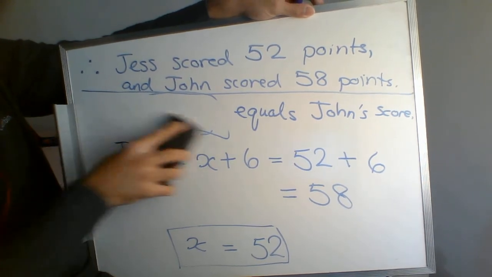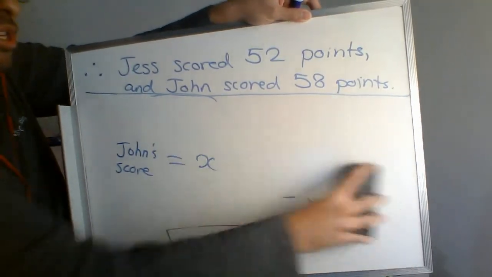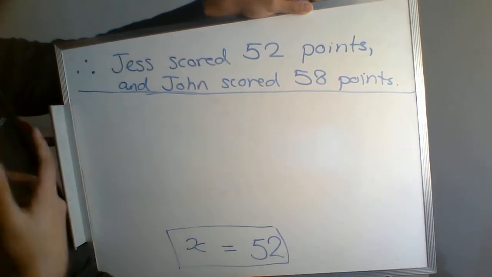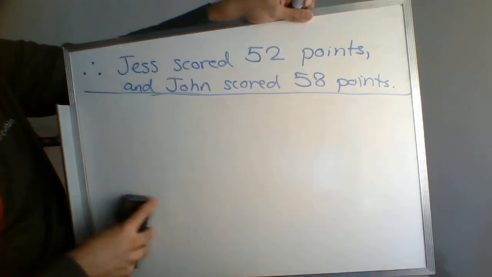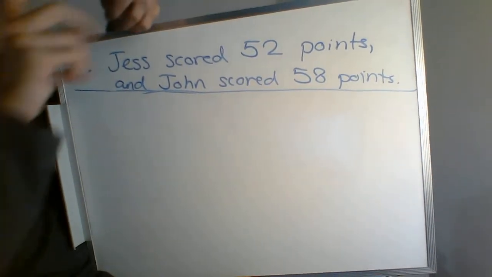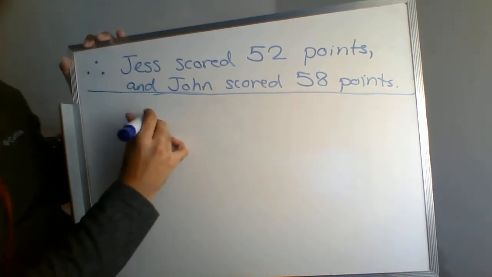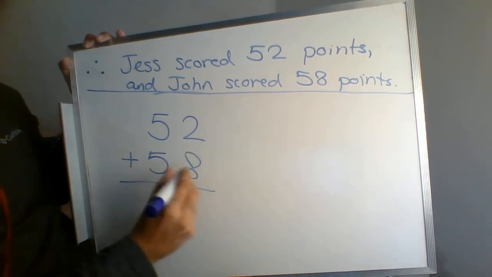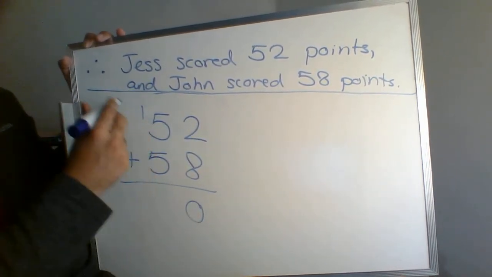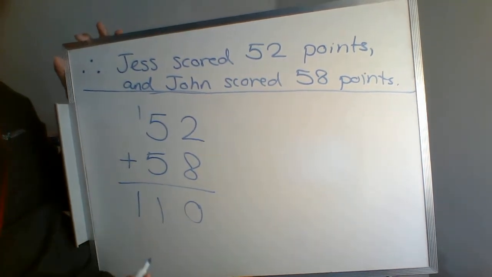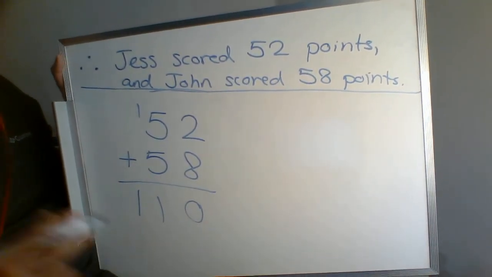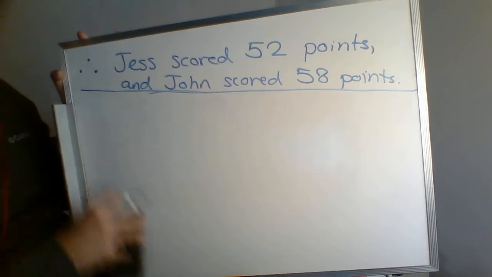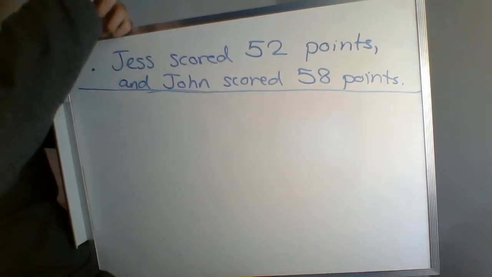Now if you wanted to make sure that you've done it right, well, we can just go back and check. Is John's test score 6 higher than Jessica's? We just did the calculation to make sure that that was the case. 58 is indeed 6 points higher than 52. And the last thing that you could check is, does the total equal 110? So if you do that addition, 8 plus 2 is 10, carry the 1, 5 plus 5 is 10 plus 1 is 11, so it does equal that 110 that we were given in the question, so we can be confident that this is indeed the correct answer. So that's just our little way to check our work.